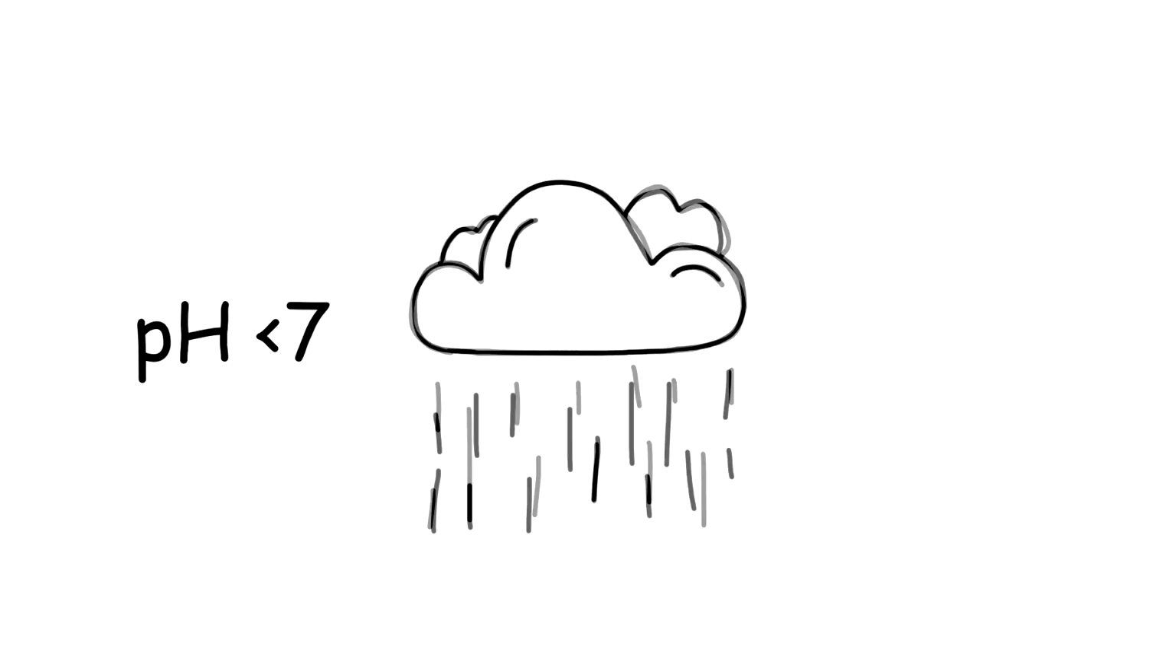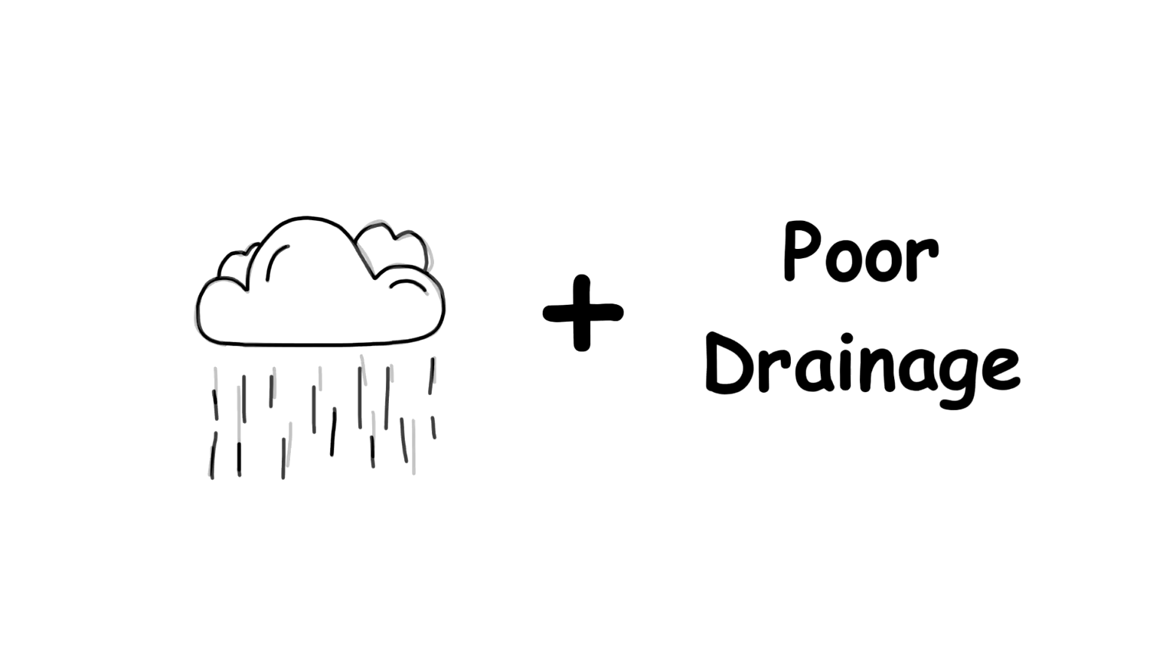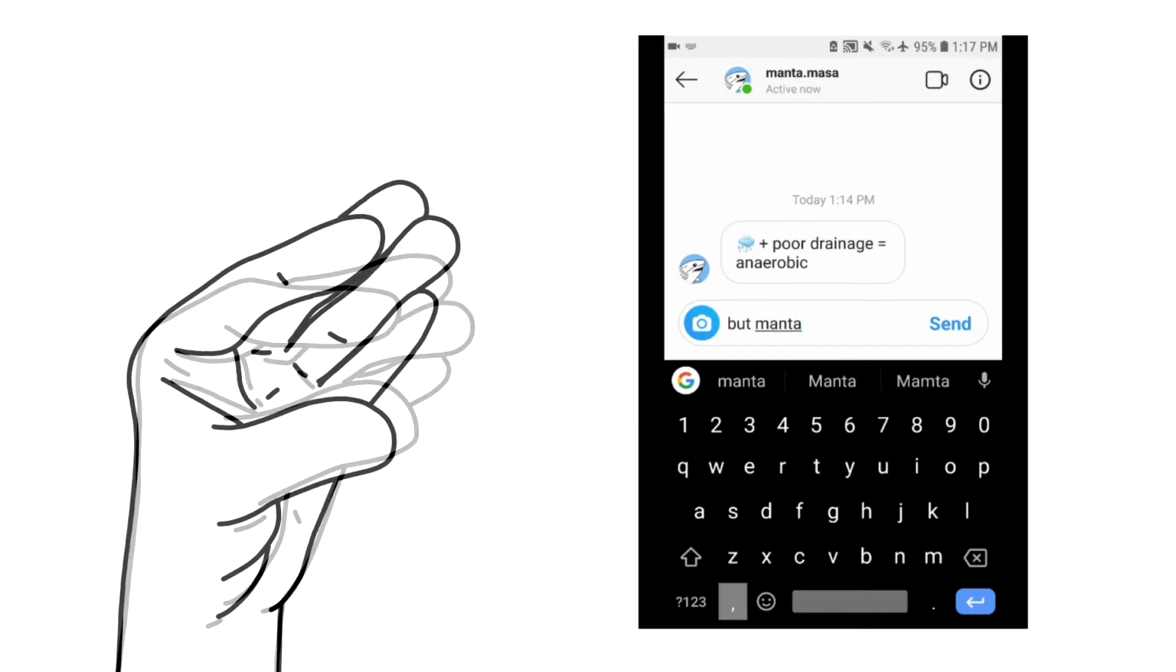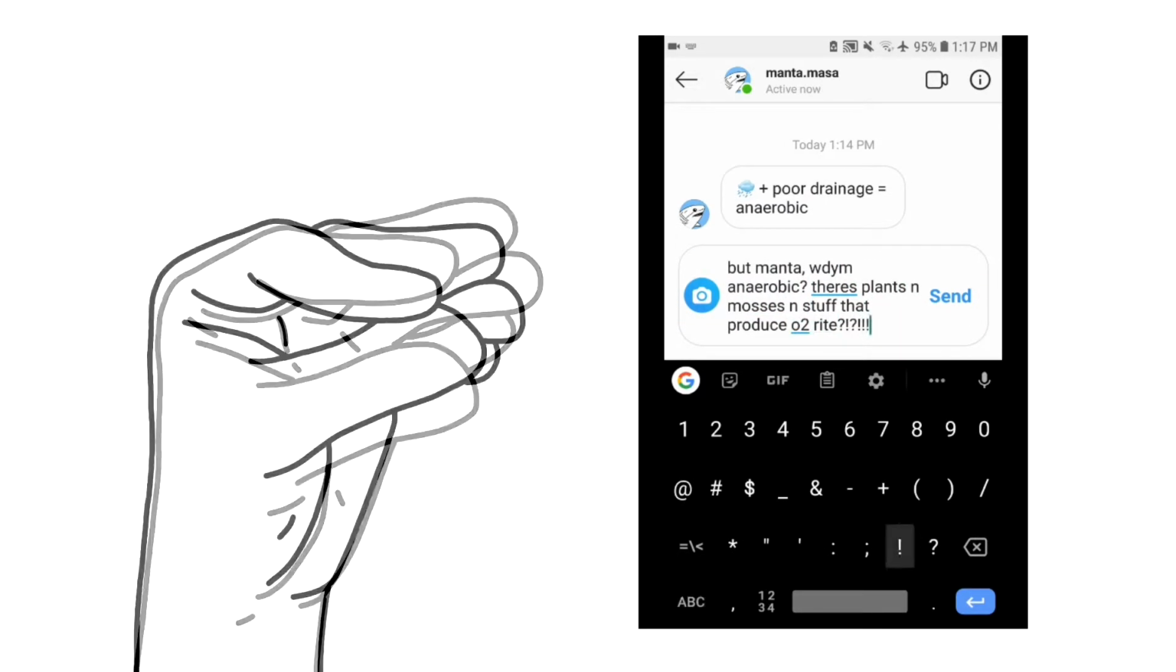The lack of streams means that most of the water is from rainfall, which is slightly acidic and low in nitrogen. The rainfall plus poor drainage makes the bog anaerobic. But Manta, what do you mean anaerobic? There's a lot of plants and mosses and stuff in the bog that produce oxygen, right?